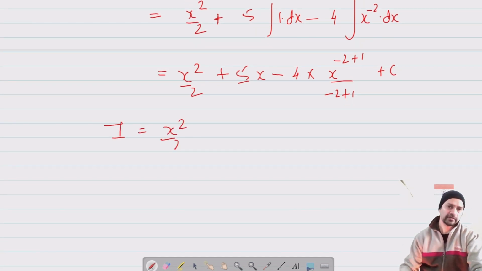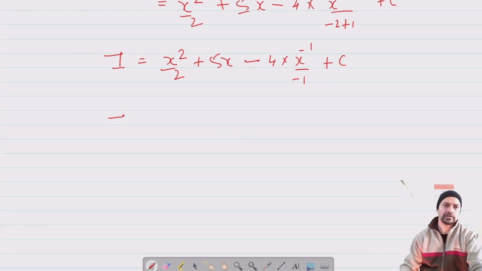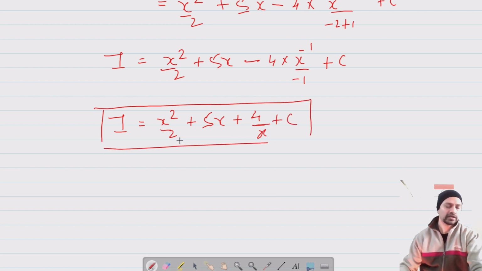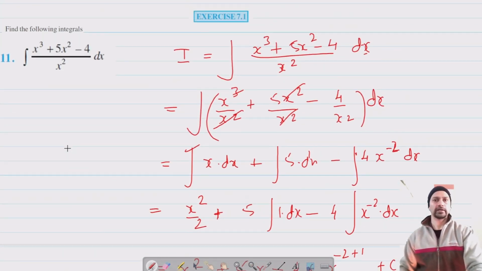Finally, our integral is x squared by 2 plus 5x minus 4 into x raised power minus 1 upon minus 1, which gives us I is equal to x squared by 2 plus 5x plus 4 upon x plus c. And that is the answer for question number 11.